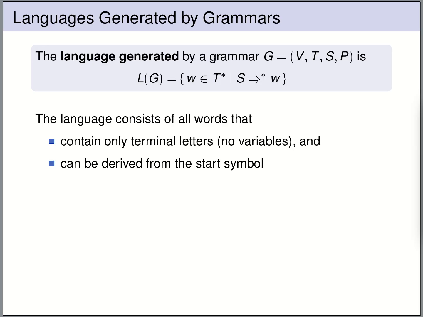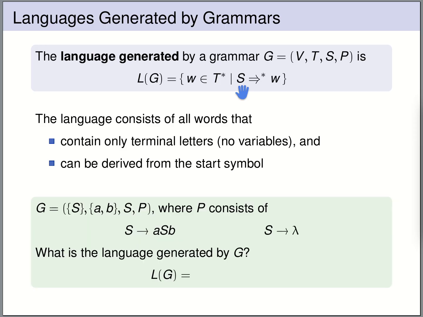Grammars define languages. The language generated by a grammar G, denoted by L of G, consists of all the terminal words that can be derived from the starting variable. So we do not take everything that can be derived from the start variable, but only those words that do not contain any variables. Only the terminal words are in the language. So let's have a look at an example. This is the grammar that we've seen on the last slide. We have our production rule S goes to aSb, and we have a second production rule S goes to lambda.